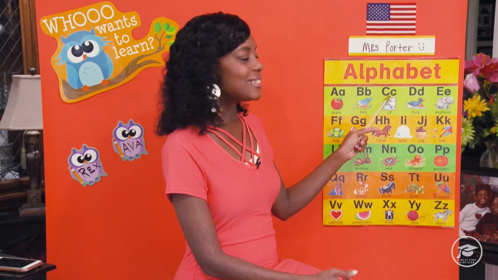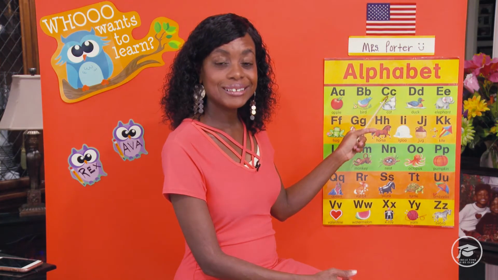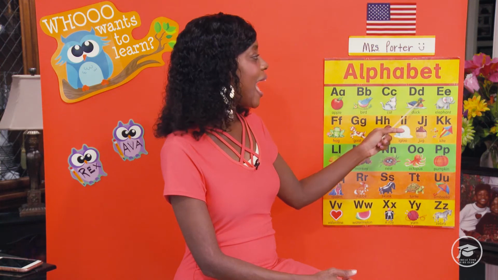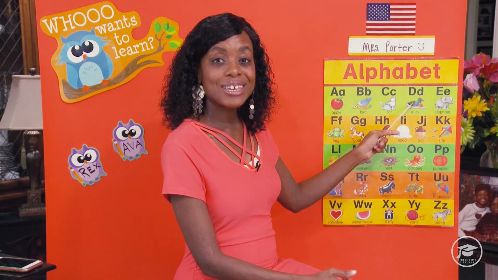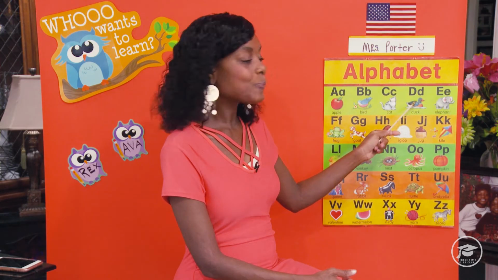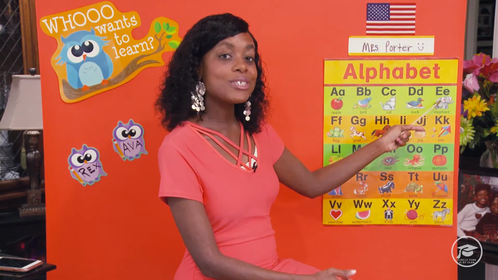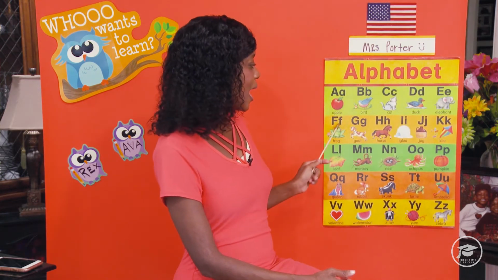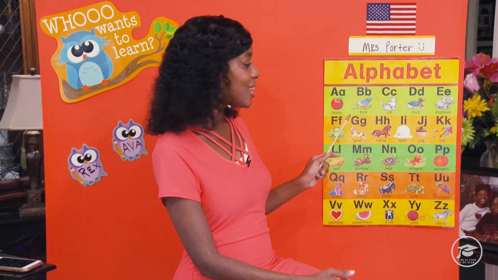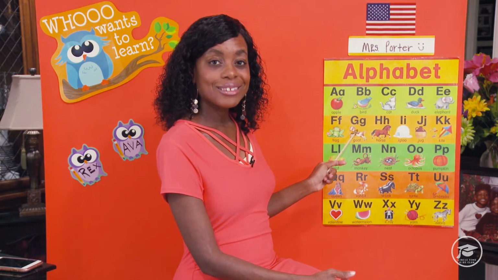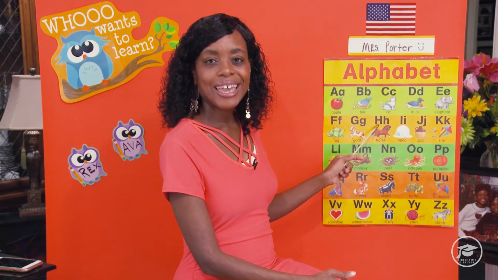C. This is the letter C. Can you say C? C. D. Can you say D? This is the letter D. E. This is the letter E. Can you say E? F. F. G. G. H. H.